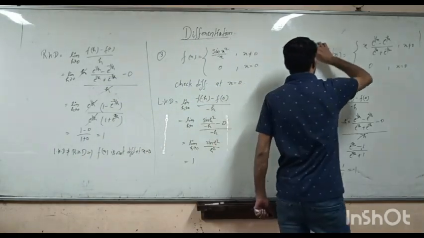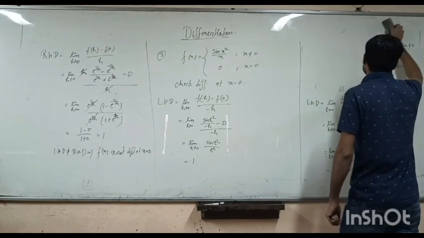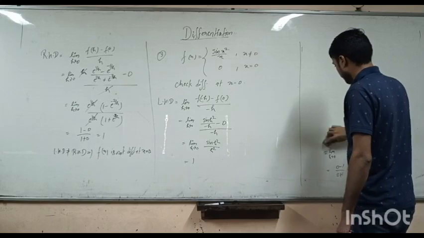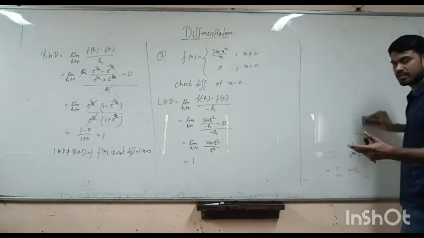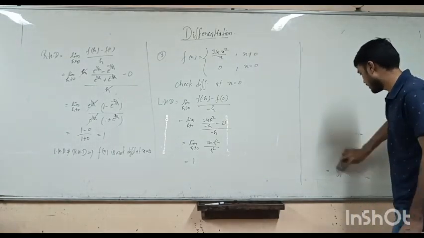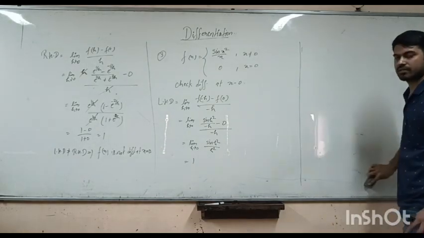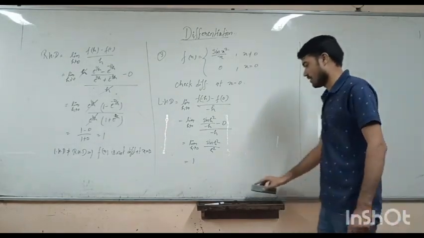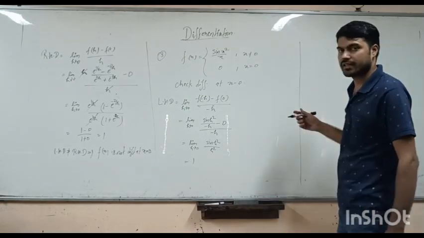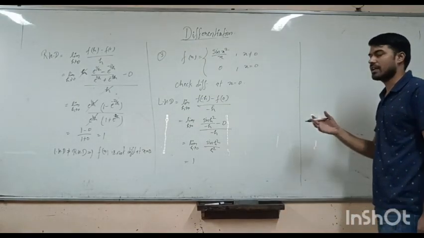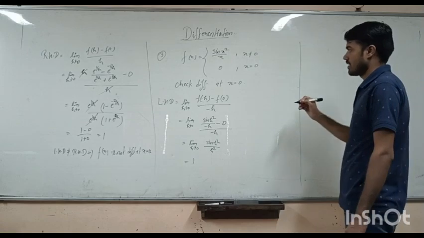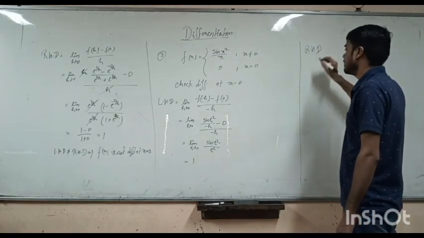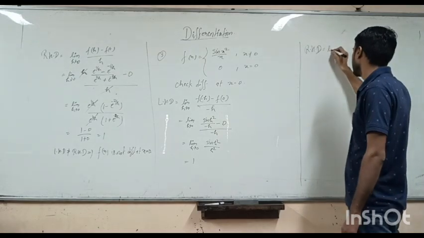Now we will find the right hand derivative. So this is somewhat similar to the limit chapter, where we find first the left hand limit, then the right hand limit. There we also check the value of the function at that point. But here we just need to check the left hand derivative and right hand derivative.